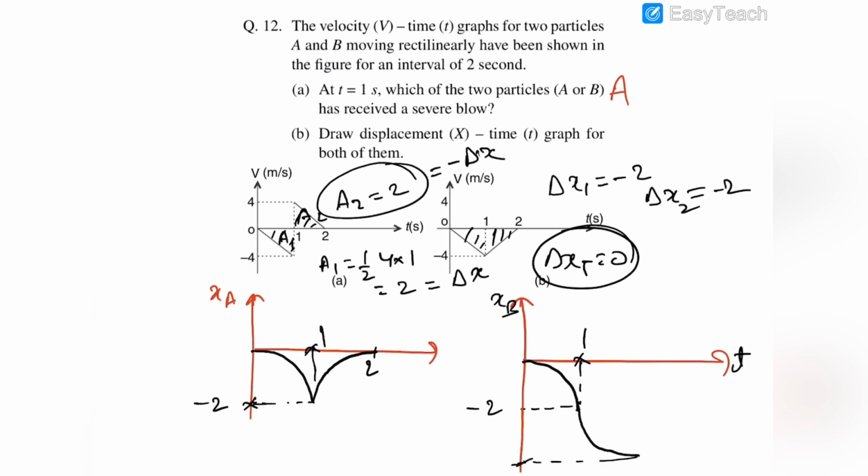So this would be -4, and this time is equal to 2 seconds. So this is the correct displacement time graph for A, and this is the correct displacement time graph for B. Now we move on to the next question.